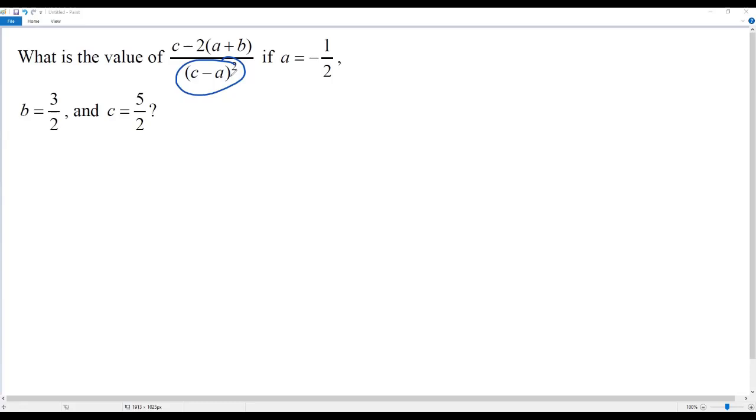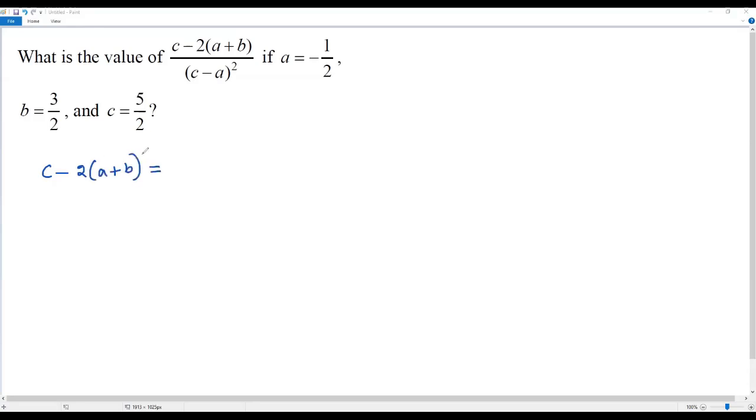Since the values of A, B, and C are all fractions, we can evaluate the expression in the numerator and denominator separately. So finally, we can evaluate the complete expression. Okay, now first let me evaluate the expression C negative 2 times (A positive B) for the given values of A, B, and C. So let me take the expression in the numerator, C negative 2 times (A positive B).